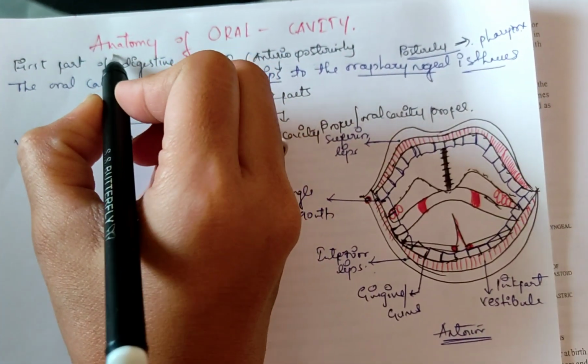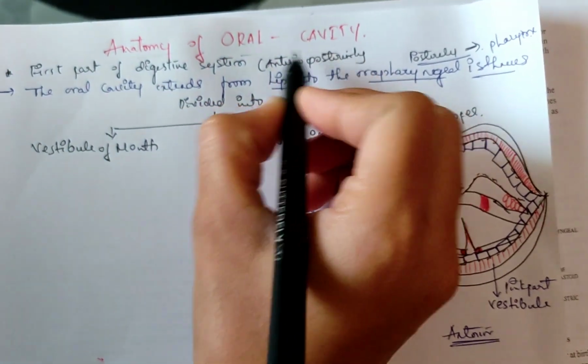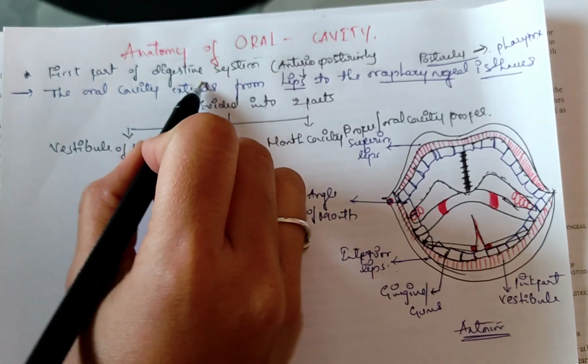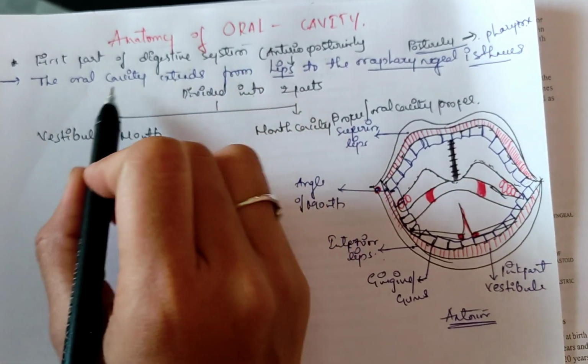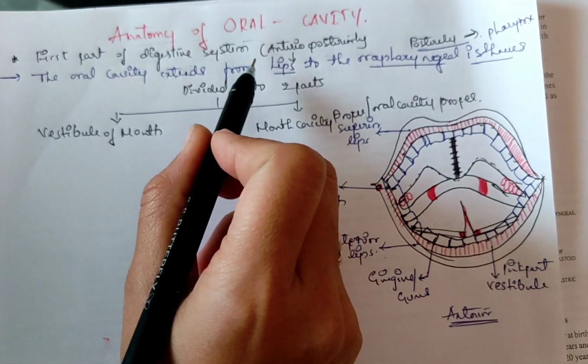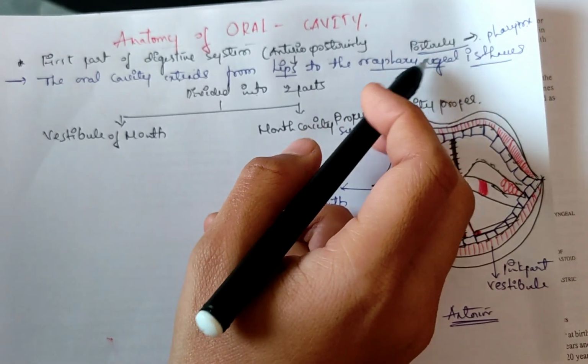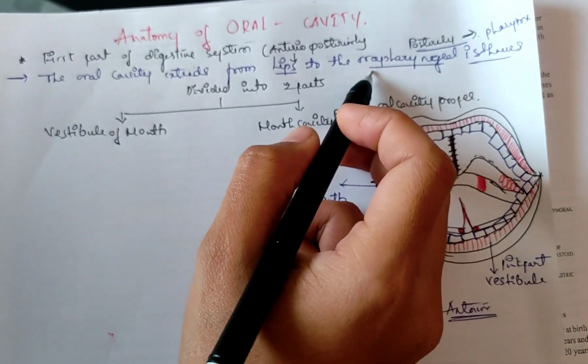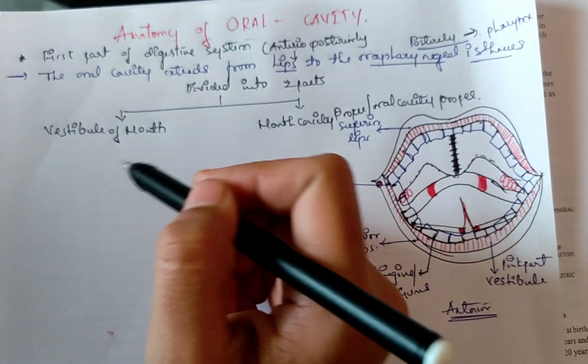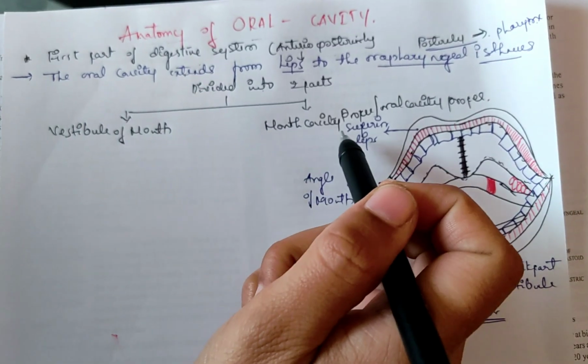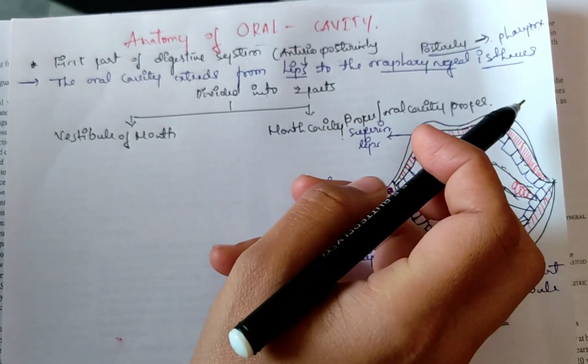Anatomy of oral cavity. The first part of the digestive system is the oral cavity. The oral cavity extends from the lips to the oropharyngeal isthmus, anteriorly the lips and posteriorly the oropharynx. It is divided into two parts: the vestibule of mouth and the mouth cavity proper.